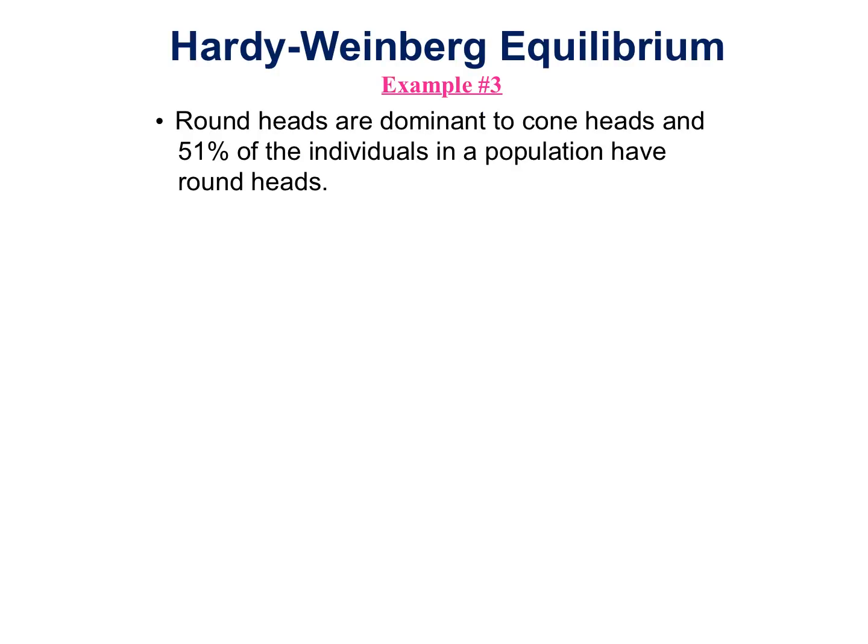So we're going to look at our example 3 here and try to figure out what are the allele frequencies for this population. So we have round heads being dominant to cone heads, and we have 51% of the individuals having round heads. So if we think about this, round heads can be either big R, big R or big R, little r for round, and then the opposite, if it doesn't have a round head, a cone head, would be little r, little r.